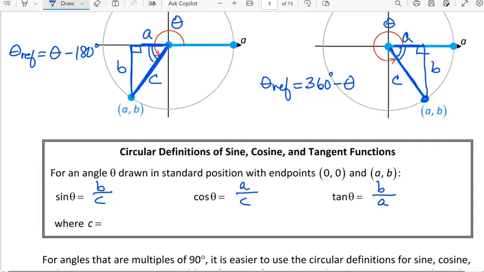And if we know A and B, then C can be found by using the Pythagorean theorem. C is the square root of A squared plus B squared. Now, the reason that we formalize these definitions here is that they can be used to fill in the gaps in what we can do when we draw reference triangles.